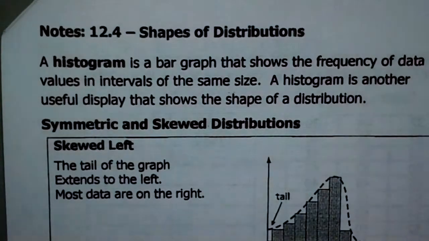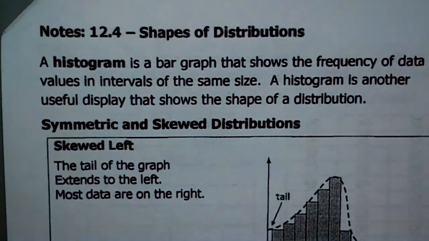So more about distribution. We're going to look at another kind of graph called a histogram. We have talked a little bit in class about what a histogram is. It's basically a bar graph where the bars touch, and it shows the frequency of data values in intervals of the same size. So on your x-axis, you're going to have number ranges instead of categories. And because they are number ranges and one goes right into the next, that means that they touch because the data is continuous. It's another useful display that shows the shape of how the data is distributed.